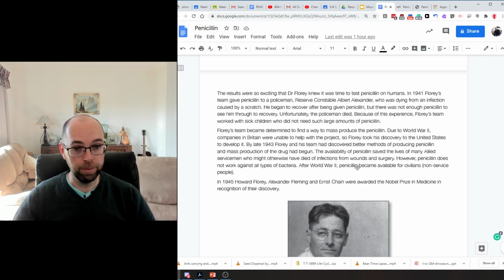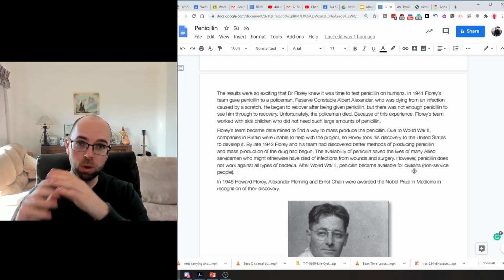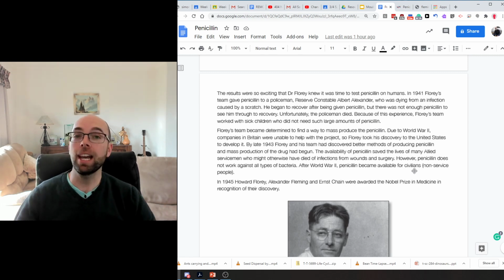After World War II, penicillin became available for civilians. Okay, that means regular people. In the war, they only gave penicillin to the soldiers and stuff because it was really hard times and the soldiers were really at risk. But once the war ended, they had enough that they could give it to everybody who needed it.